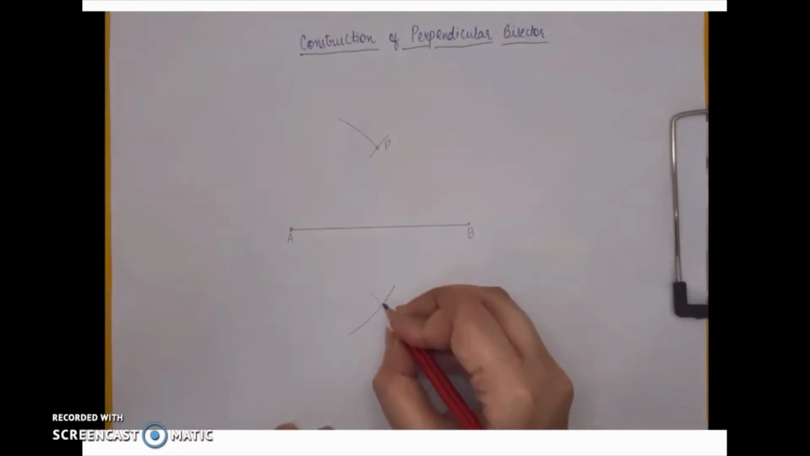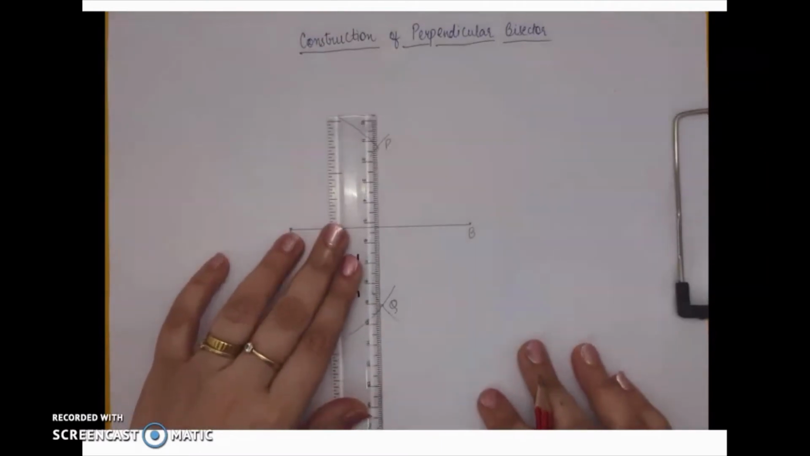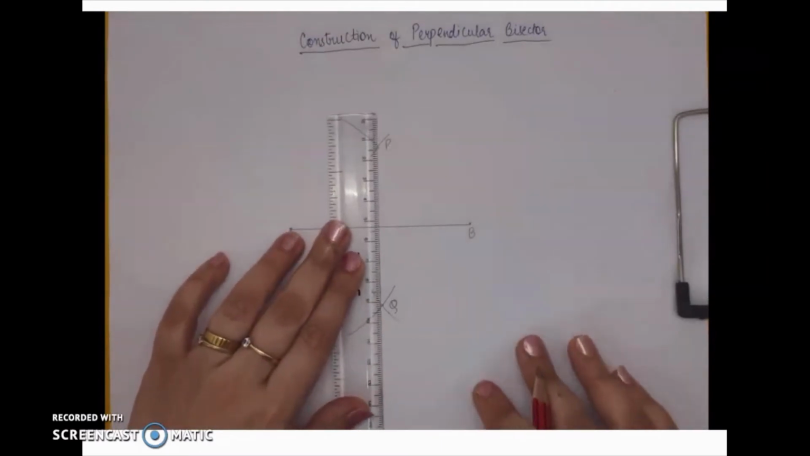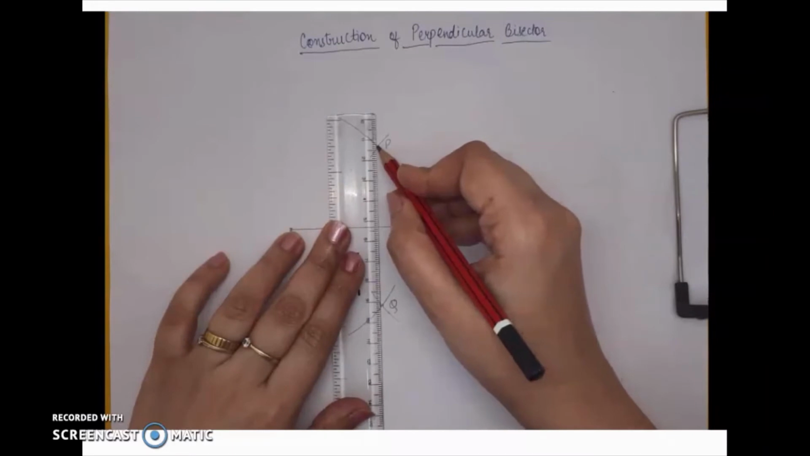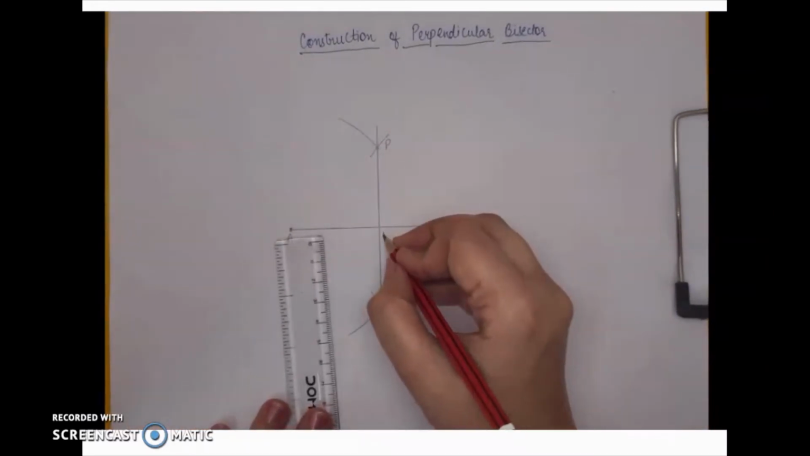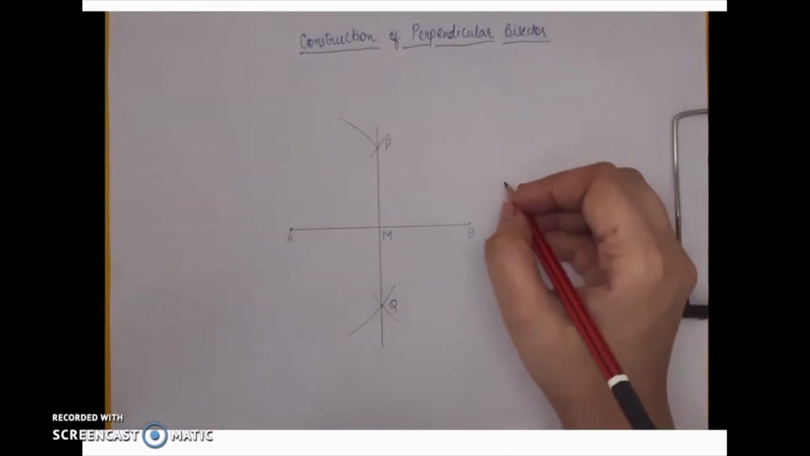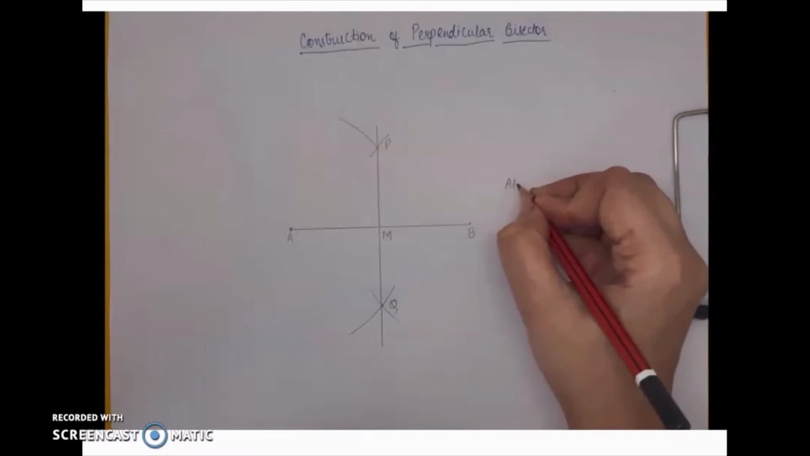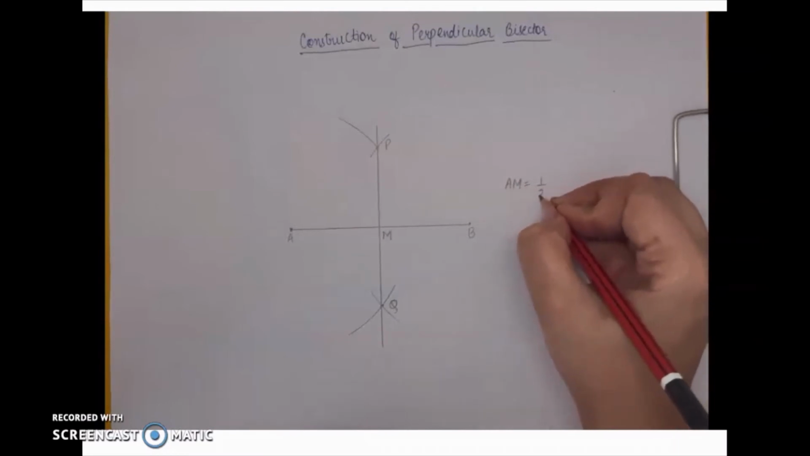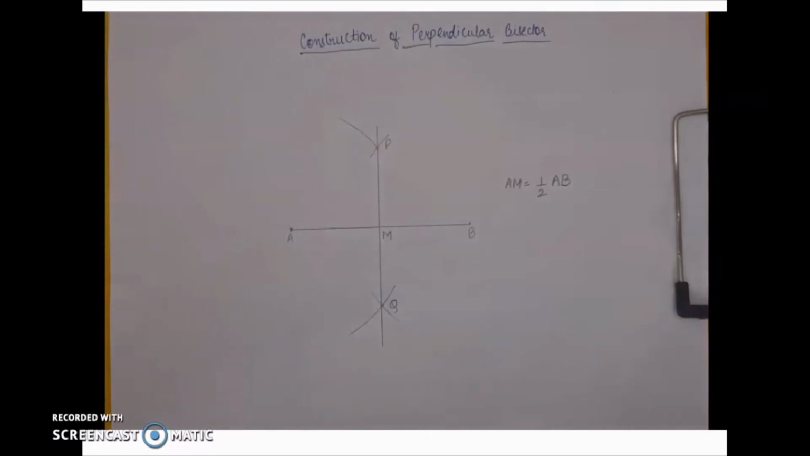Point of intersection will be marked as P and Q, and then you will join PQ. And wherever PQ and AB intersect, that point is to be marked as M. So this point M is the midpoint of AB, or we can say AM is equal to half of AB.